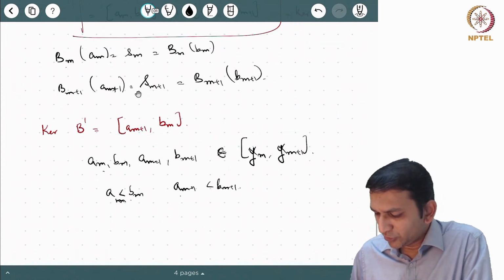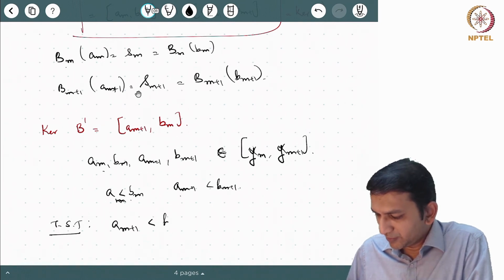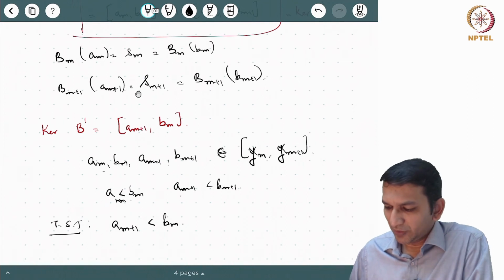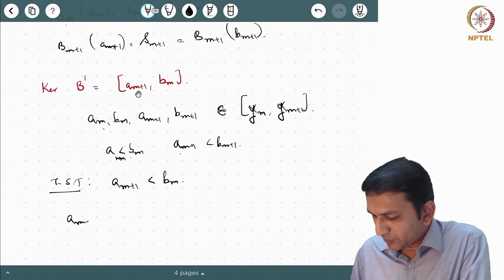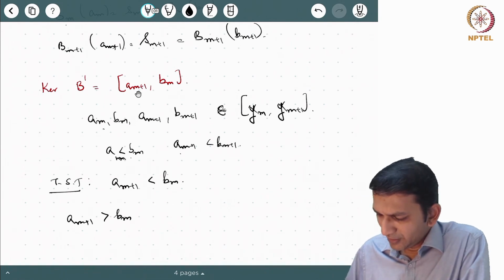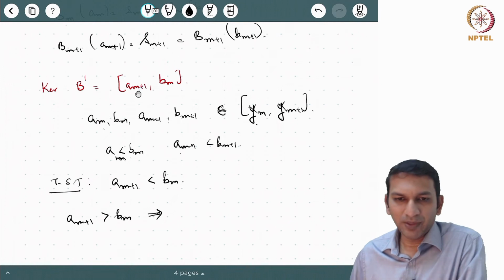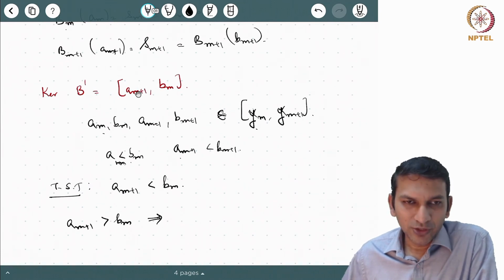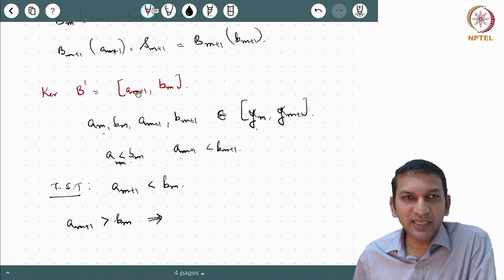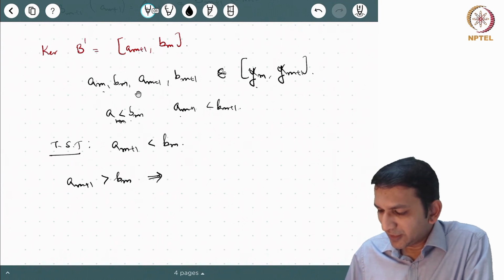So it is clear, all we need to show is that Am plus 1 is less than Bm. Then clearly, the kernel of B dash will be this. On the contrary, let us assume that Am plus 1 is in fact greater than Bm. Now this implies, if you apply on this domain Ym plus 1, we know that Bm plus 1 attains its normality at only Ym plus 1. So that means Bm is strictly monotone and increasing over this interval, over its support.